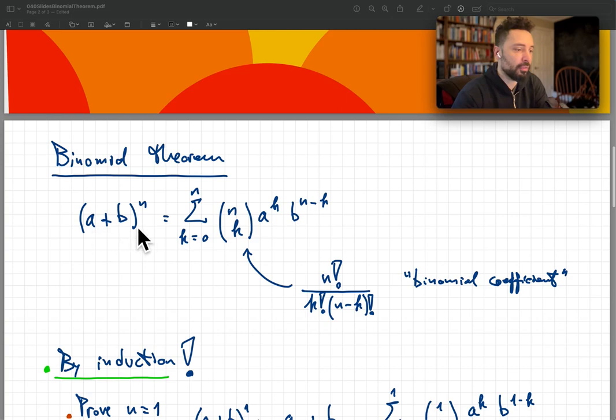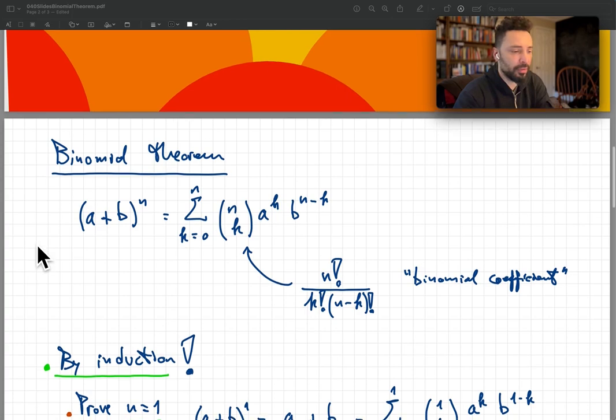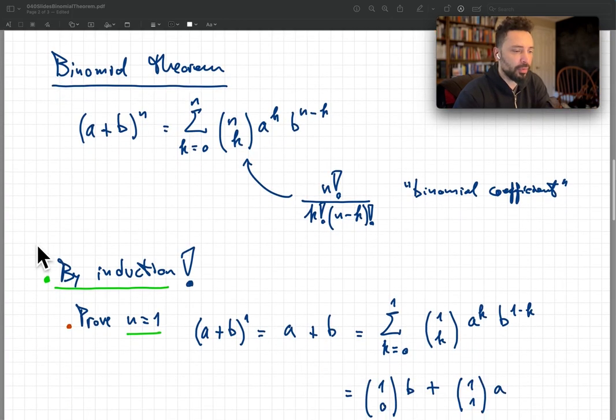Now, of course, you can flip a and b here. You can say b plus a, and it's the same result. So you can change b and a as well. You get to choose which one goes to the kth power and which one gets the n minus k power. Sometimes it's convenient to choose a or b, depending just on convenience. So the way to prove this is by induction.